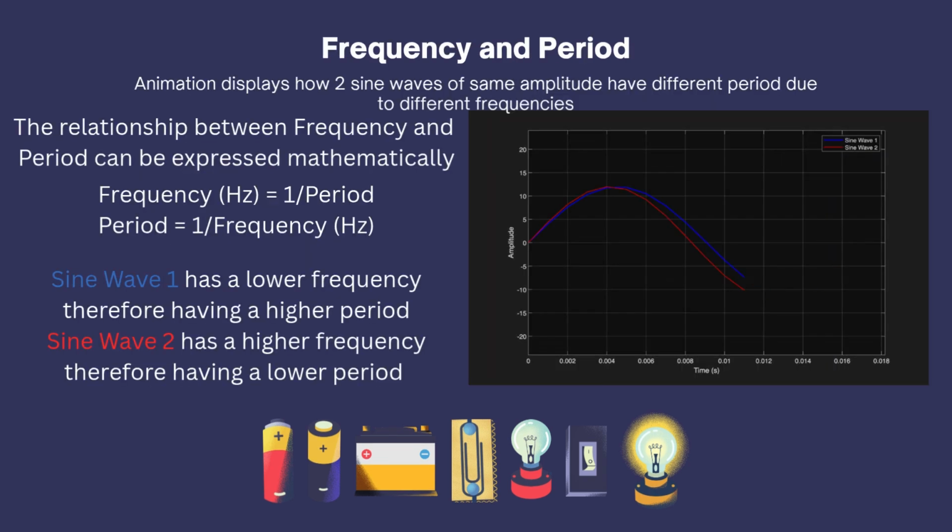Frequency and period. The animation displays how two sine waves of the same amplitude have different periods due to different frequencies. The relationship between the two can be expressed mathematically. The frequency equals 1 over the period, and the period equals 1 over the frequency. Sine wave 1 has a lower frequency, therefore having a higher period, and sine wave 2 has a higher frequency, therefore having a lower period.